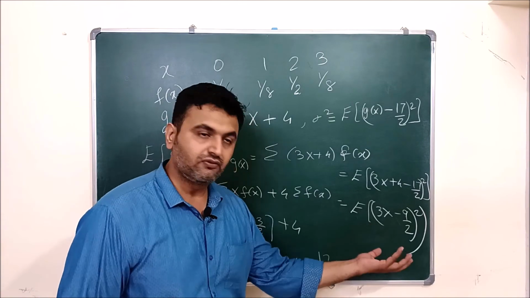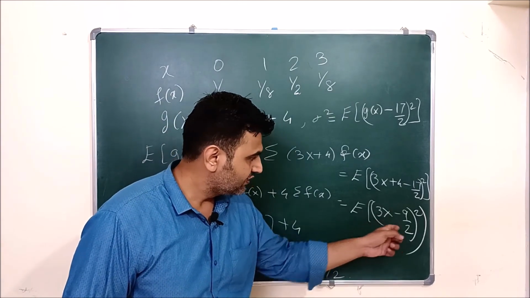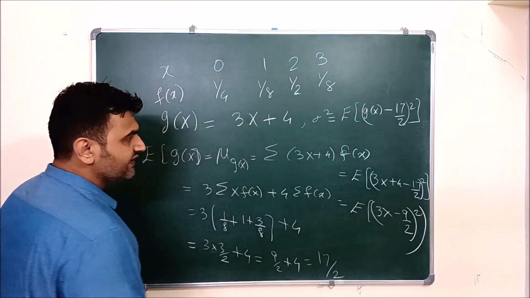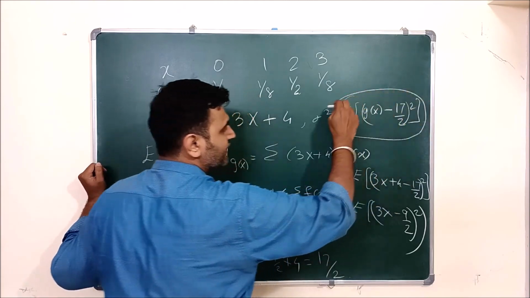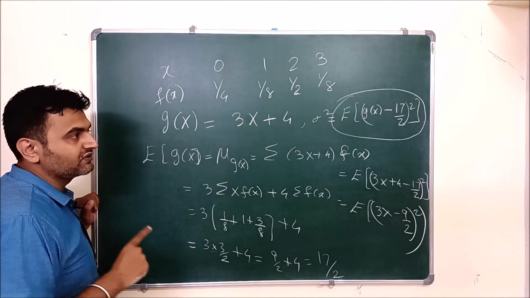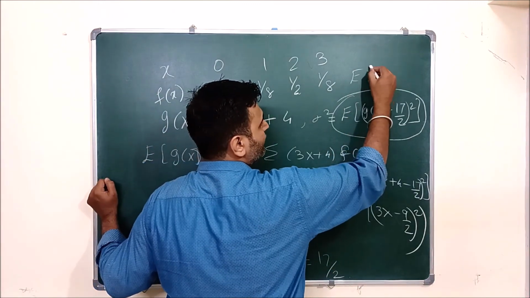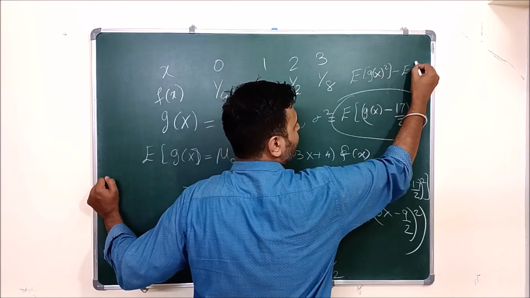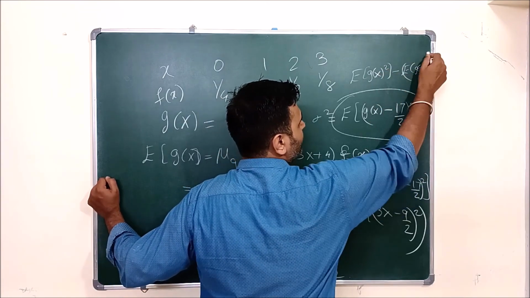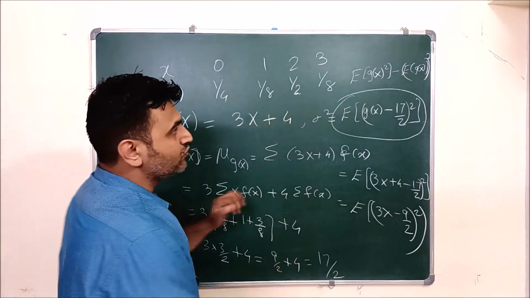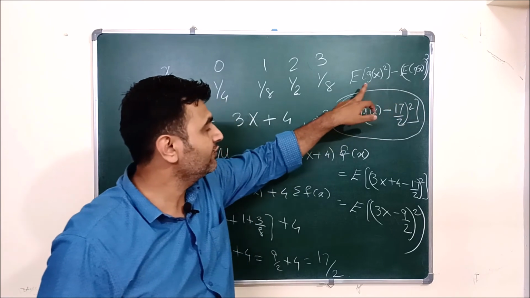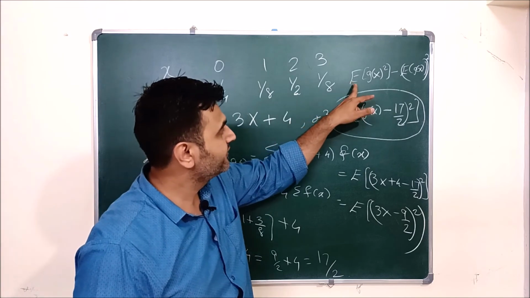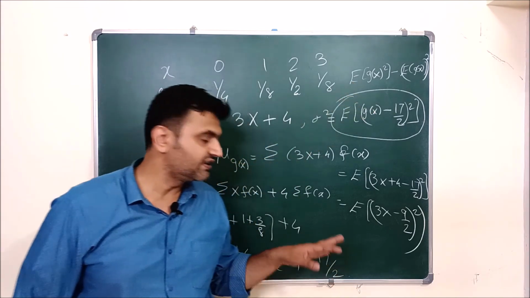Now that was one way to do. Either you do 3x minus 9 by 2 whole square and then do the summation and the formula and all those things, or here itself you can apply the formula that we did earlier. What was that formula? It was expected value of g of x square minus expected value of g of x the whole square. So that we found, 17 by 2. So here it will be 17 by 2 the whole square, and we have to take g of x square, which is 9x square plus 24x plus 16, and then you find its expected value. So this is another way.